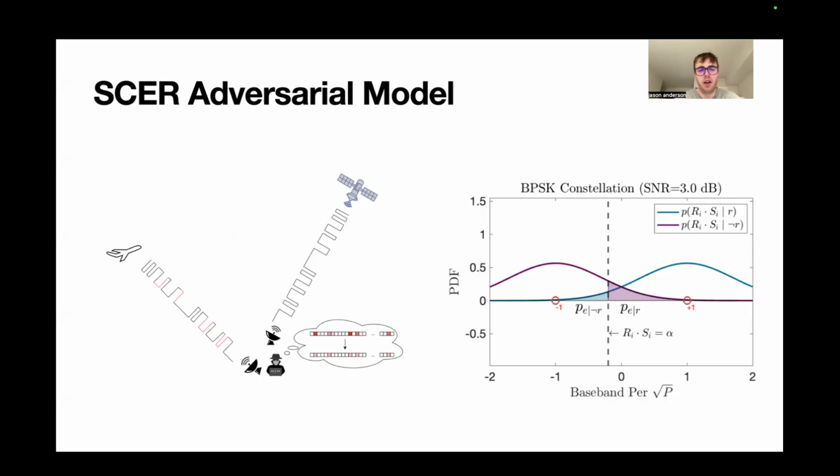And on screen, I have a diagram. On the left, you can see an adversary is listening to the satellite with the watermark chips. And inside the thought cloud, it's making a decision based off of its measurements. And then after that, it's broadcasting its spoof signal to a receiver. On the right is the BPSK constellation diagram.